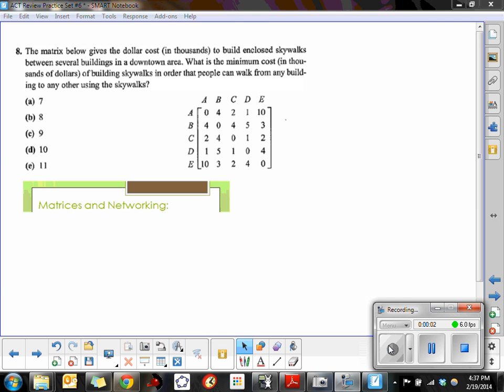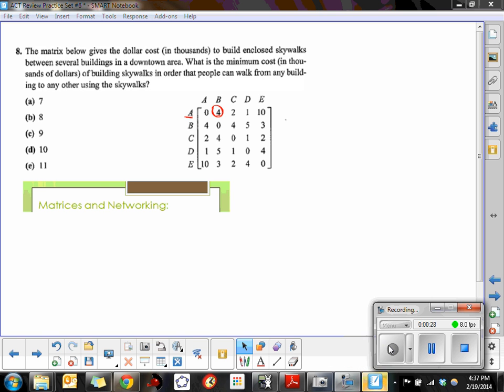Question number 8. The matrix below gives the dollar cost in thousands to build enclosed skywalks between several buildings in the downtown area. We want to find the minimum cost in thousands of dollars to build skywalks so that people can walk from any building to building just using skywalks. In this matrix, if I try to connect building A to building B, that would cost $4,000. Now, would that be the most economical way?